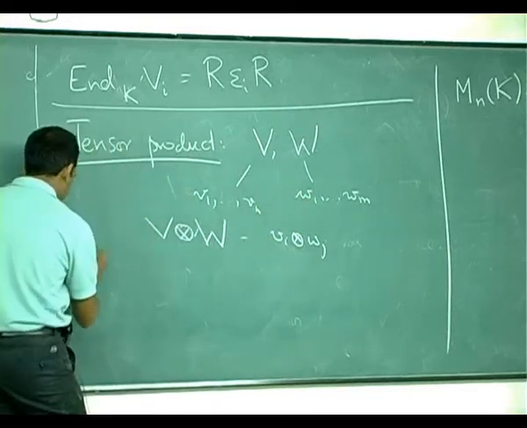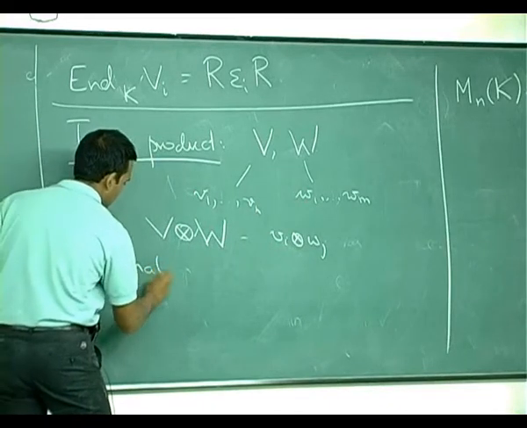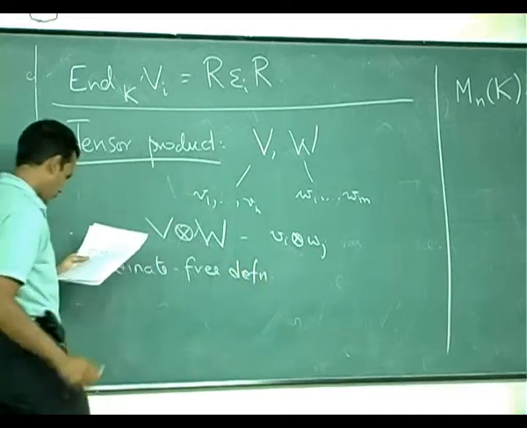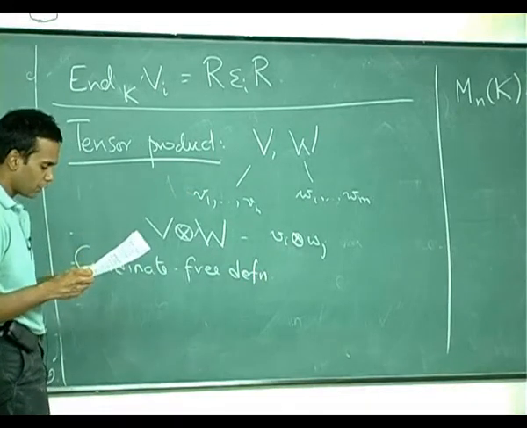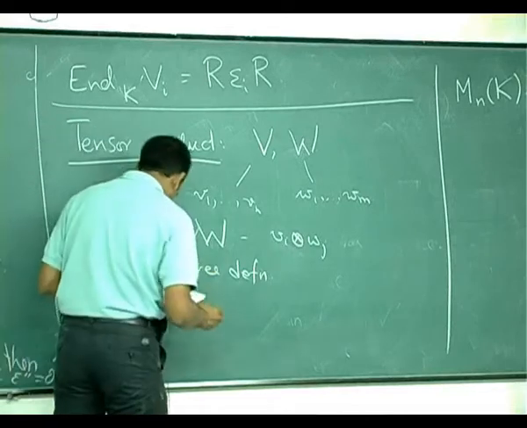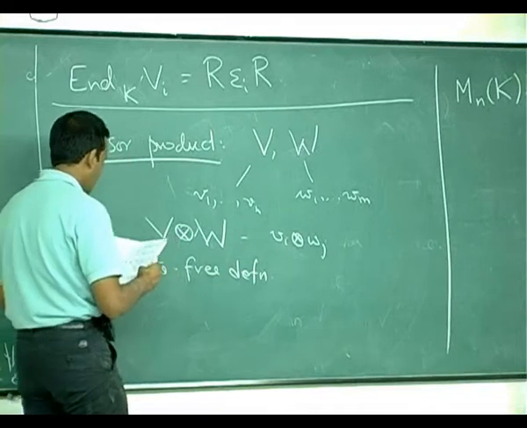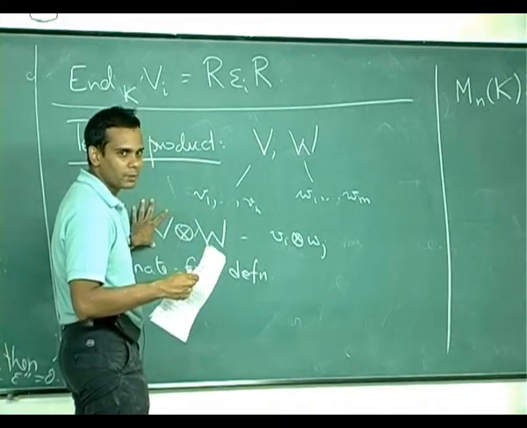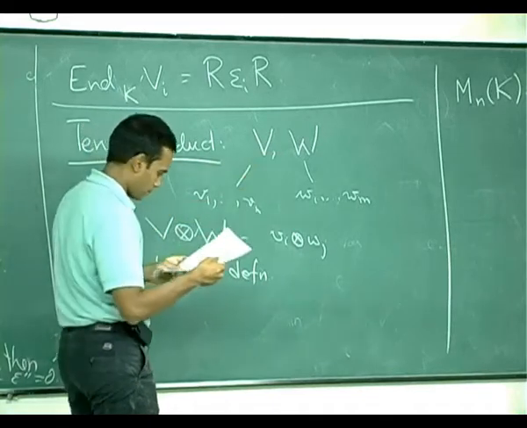There's a coordinate free definition. For example, you'll find this in the book Survey of Modern Algebra by Birkhoff and MacLane. So you should go look it up. And what it says is that a tensor product is not just a vector space. So this is a vector space, but it's not just this vector space, but it comes with a bilinear map from V cross W to that vector space.